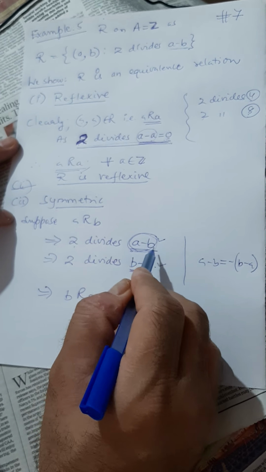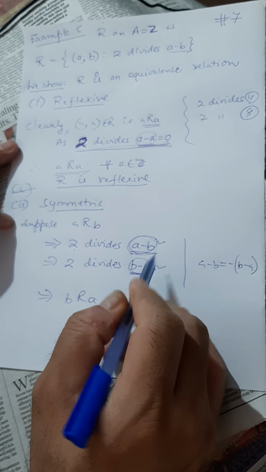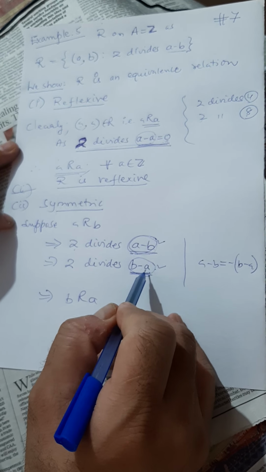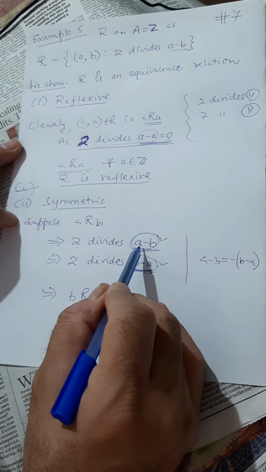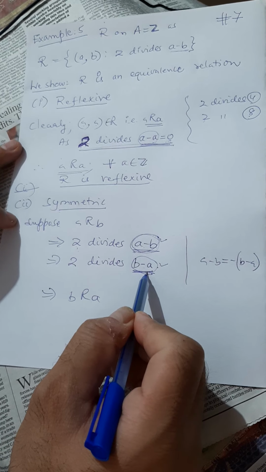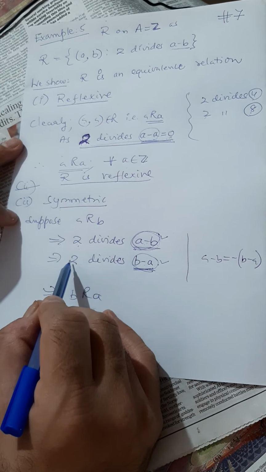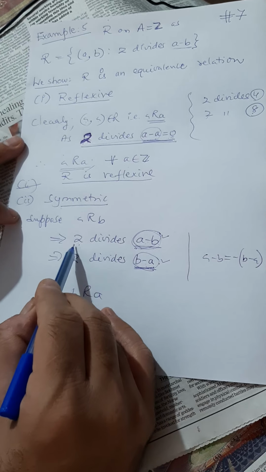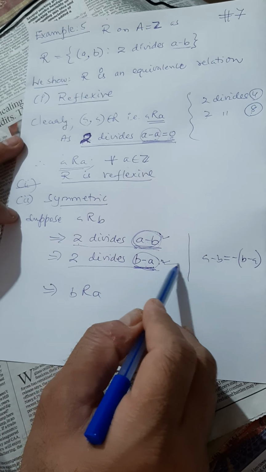If this is, for example, 8, then this will be minus 8. If this is minus 20, then this will be 20. So if 2 divides 20, then 2 must divide minus 20. If 2 divides 100, then 2 must divide minus 100. So from this, you can always write this.